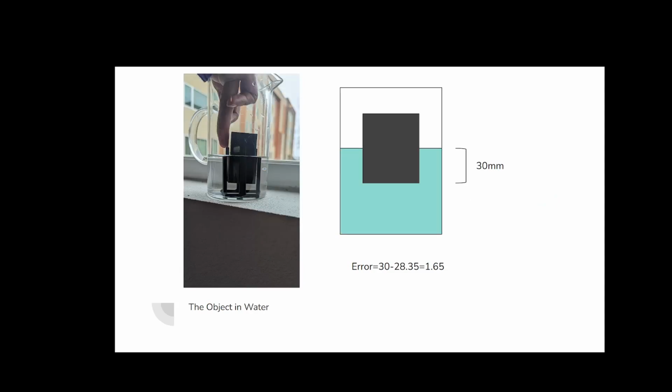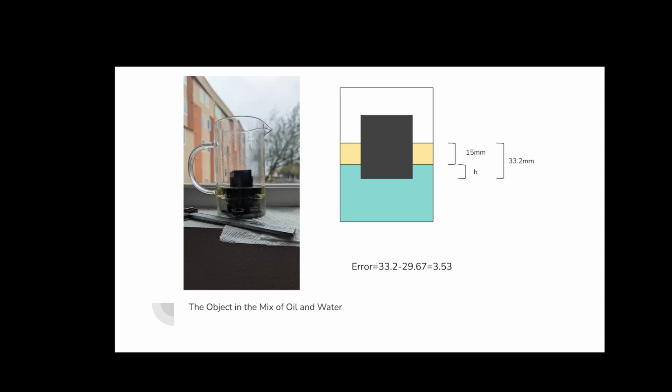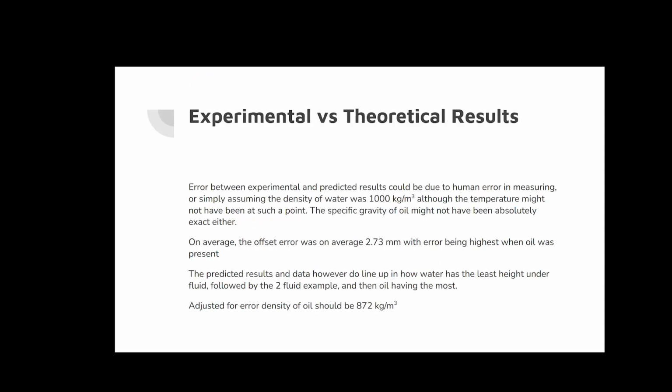We'll start from the top. Air in the water was 1.65 millimeters, air in pure oil was 3.01, and air combined was 3.53. The predicted results and data, however, do line up in the order in which we expect the height of the cube to be underwater. So we had water being the least underwater, oil being the most underwater, and then the combined sitting right about in the middle. So adjusted for error, we predict that the density of oil is actually around 872 kilograms per cubic meter.